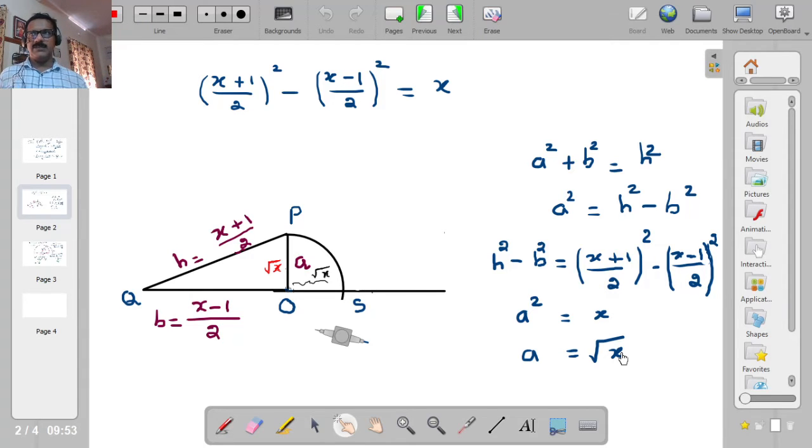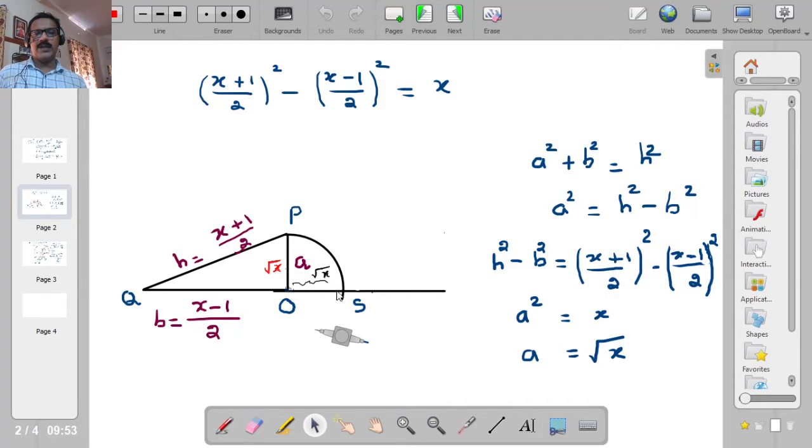Then the next step is that we have to locate that square root of x on the number line. For that we will draw a circle centered at O with radius equal to the length of OP. We have drawn a circle like this, and this circle meets the real line at the point S.